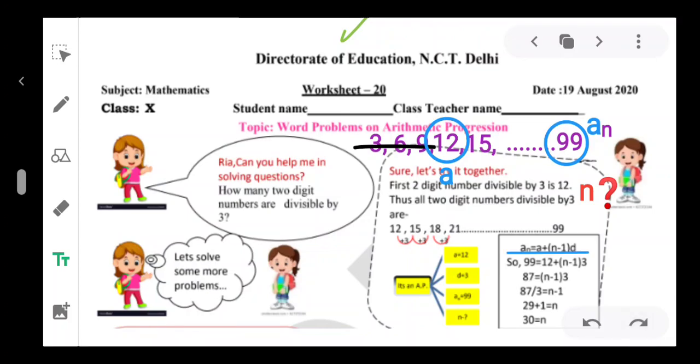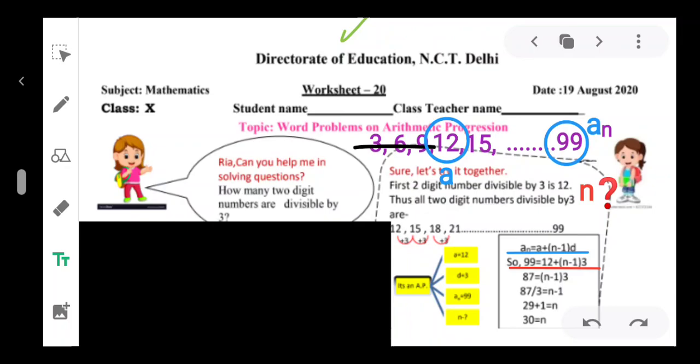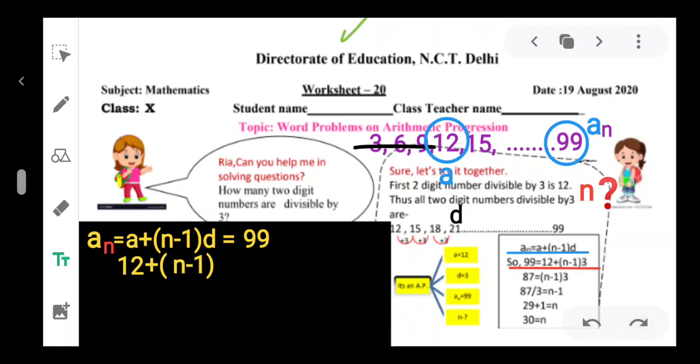This is the formula: an is equal to a plus n minus 1 into d. Formula to find the nth term. So an means 99. We put an as 99, substitute the value of a as 12, n as it is, and d is 3. Very small numbers are there, so let's write in large size: a plus n minus 1 into d. This is the nth term, 99. A is 12, n minus 1, d is no doubt 3.